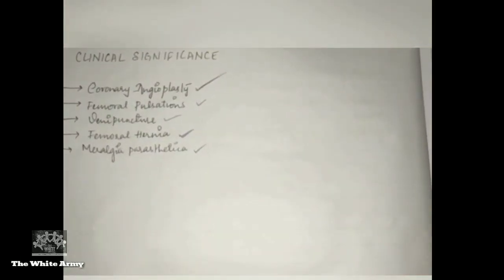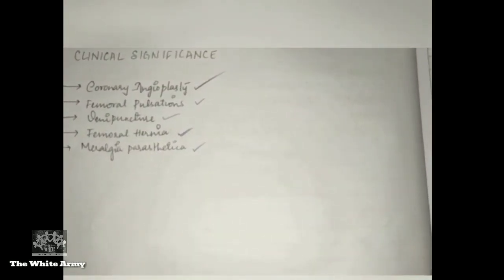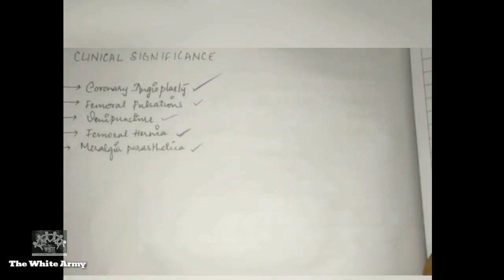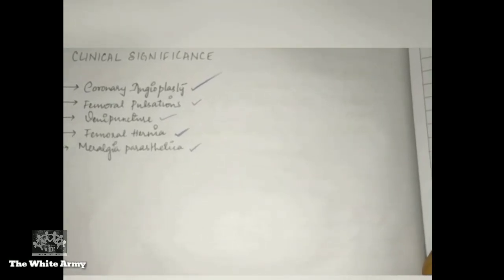Meralgia paresthetica. The lateral cutaneous nerve of thigh may get entangled with the inguinal ligament, which leads to pain in the lateral side of the thigh. This is called meralgia paresthetica.